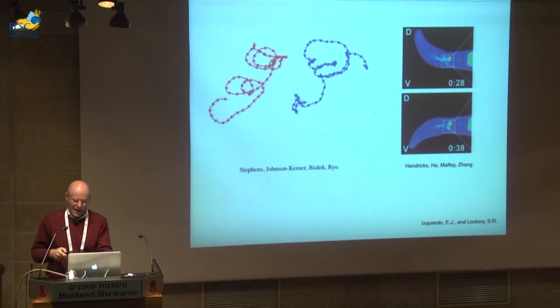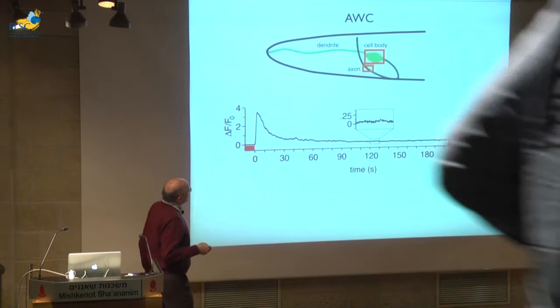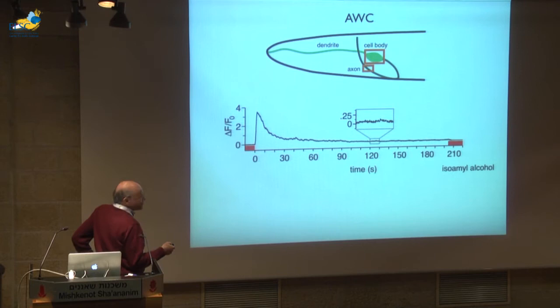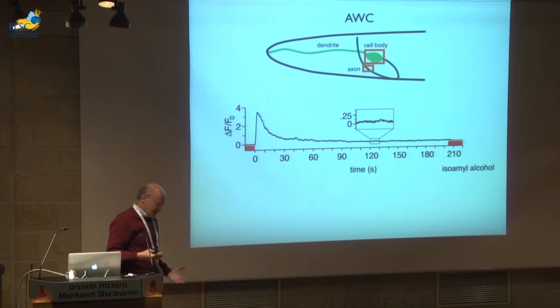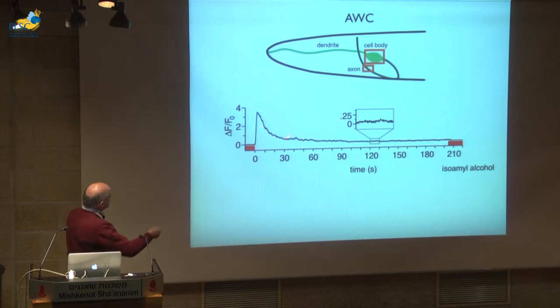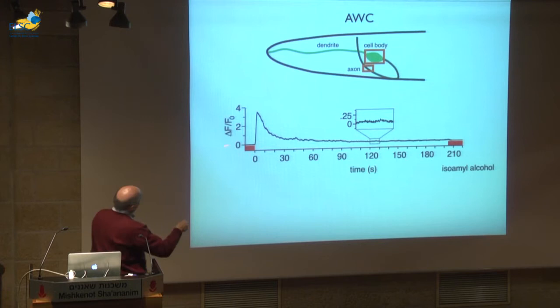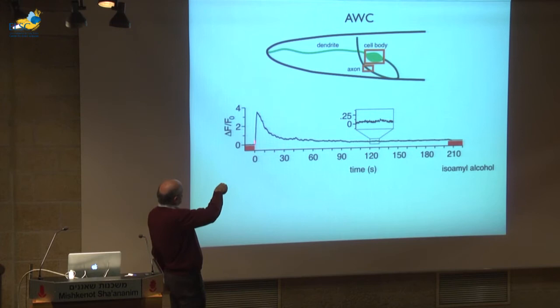So these C. elegans, by the way, this is what this is, I guess I never said that, sense food odors, among other things, with a neuron called AWC. Here it is, it sends a dendrite out to the front of the animal, senses the odors. In the past, before our work, it had always been studied in the following way. You put the animal in the presence of some odor, in this case isoamyl alcohol, and then remove it. These cells have what's called an off response. They respond to the removal of this odor.